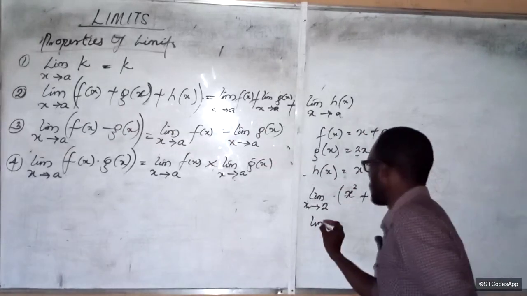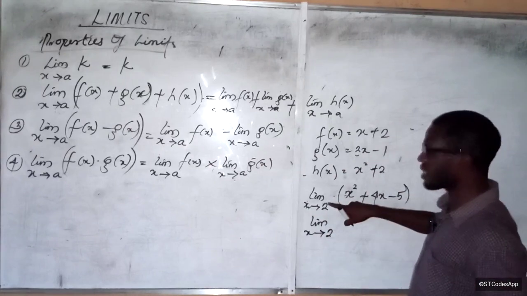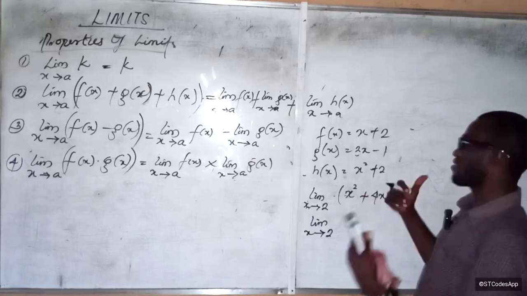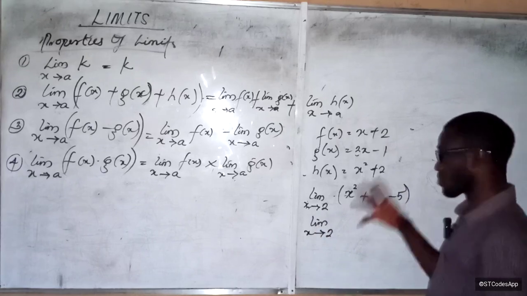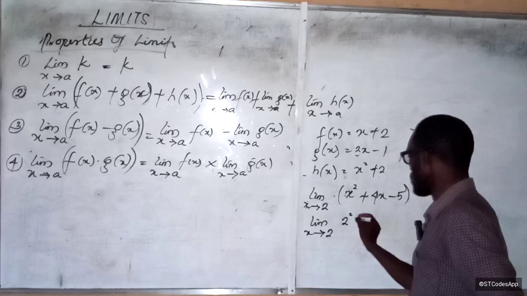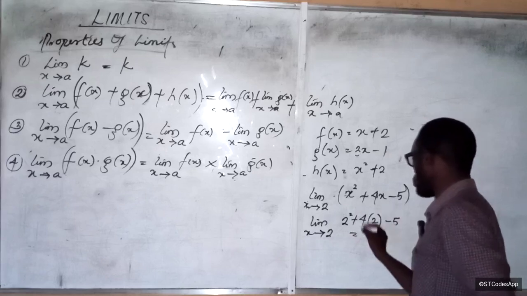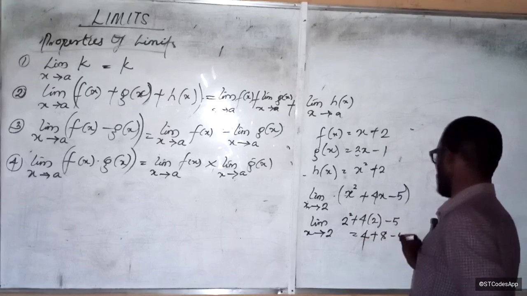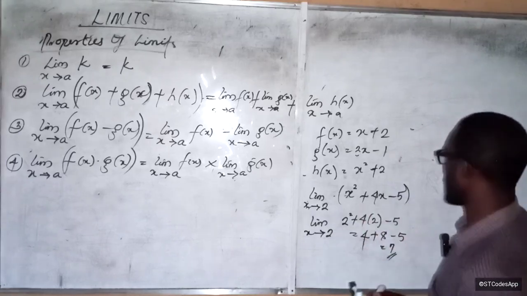Now, since the direction is not given, it means both the right-hand and left-hand limits will attain the same value. Is that okay? That's very possible, and we've proven that before. So as x approaches 2, it's going to be 2 squared plus 4 times 2 plus 5. 2 squared is 4, plus 4 times 2 is 8, plus 5. This plus this, 12, plus this is 17. And that is the answer for that.